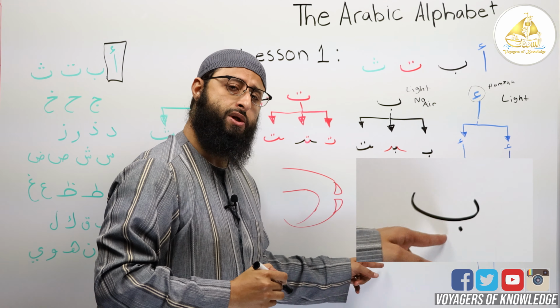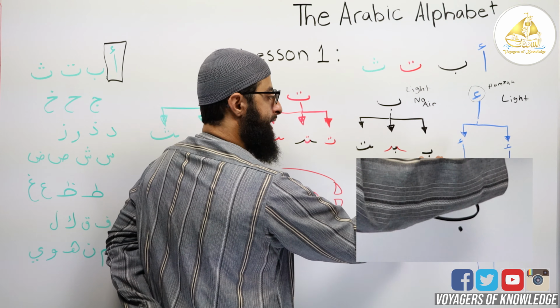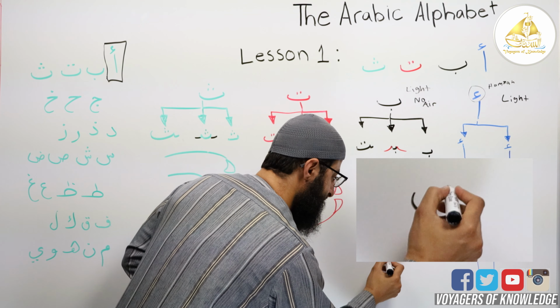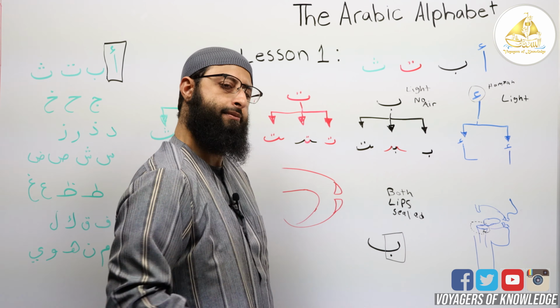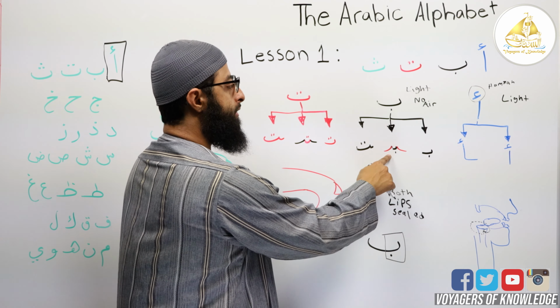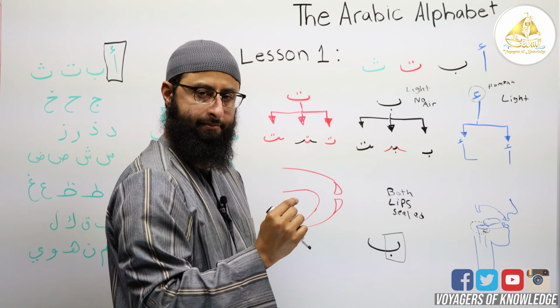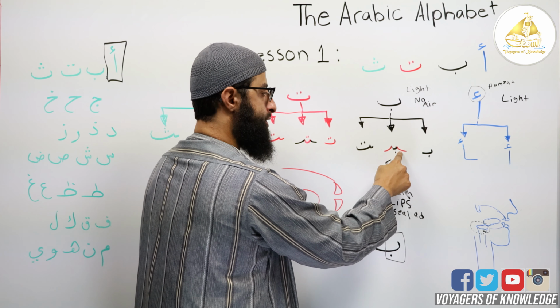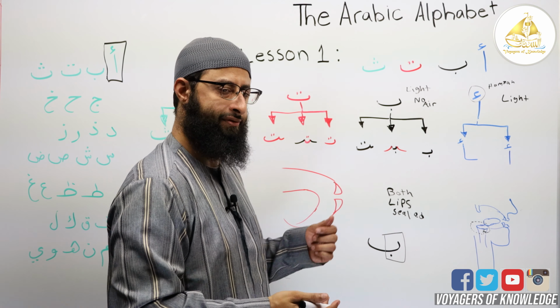That dot will always be present with the ba. So when ba appears at the beginning of the word, we're just going to take this section, right? And it appears at the beginning. When it's in the middle, it'll still have its dot, but it'll be shrunken somewhat, right? And it will be attached to a letter before or after it, if there's a letter connected before or after it.